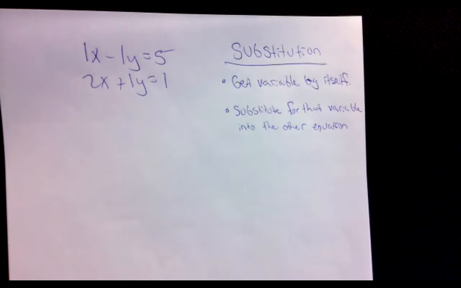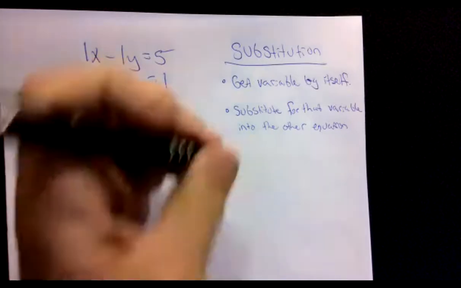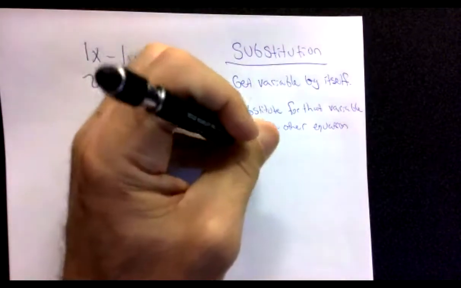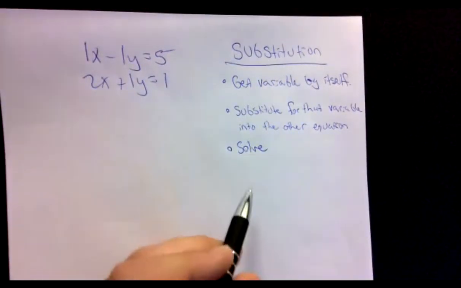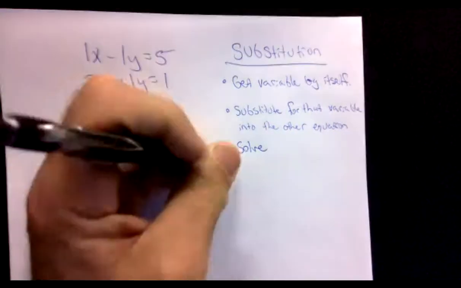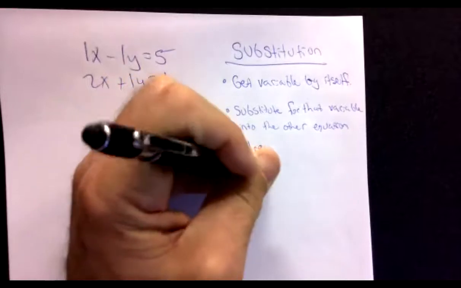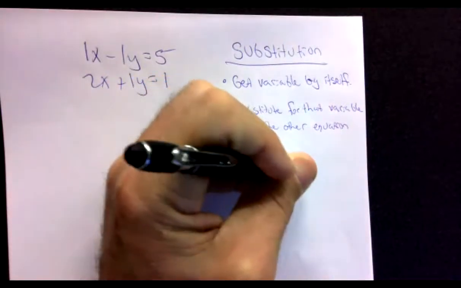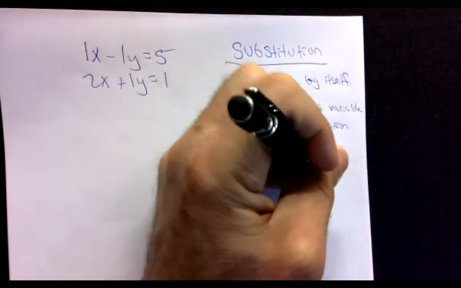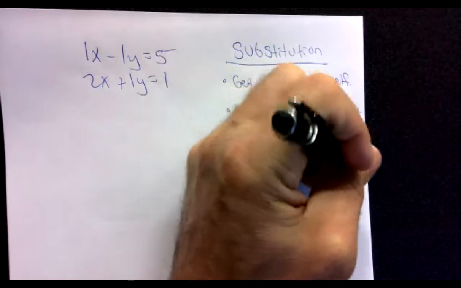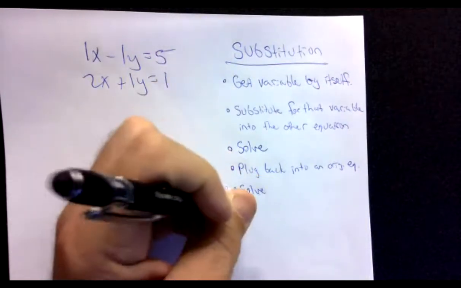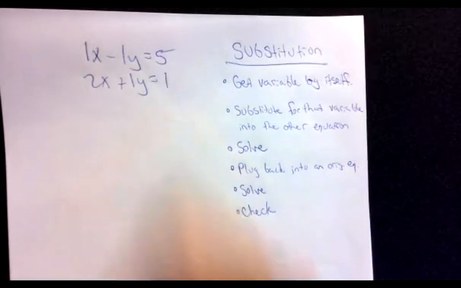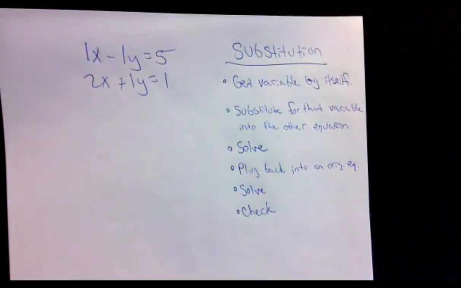What that's going to do is give you a one variable equation to solve, which we will do. From there, it's kind of the same game. Once you know what X or Y is, you're going to plug that back in to one of the original equations. And then you're going to solve for the other variable. And then if you want to, you can check your solution.